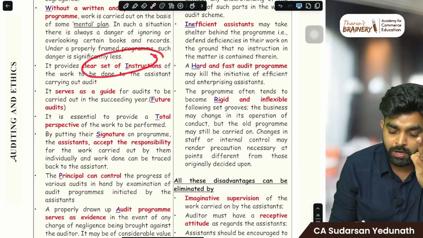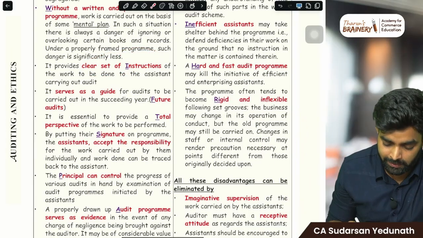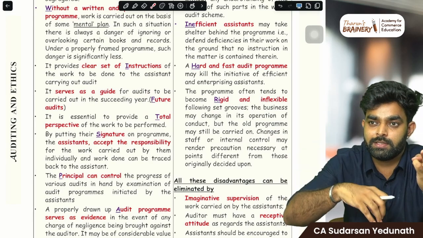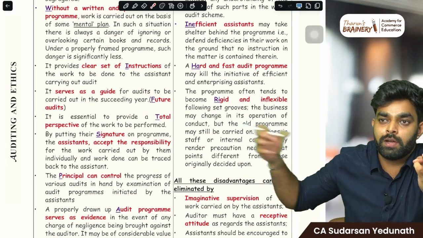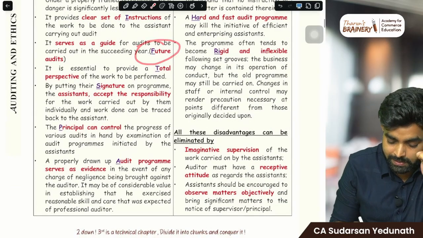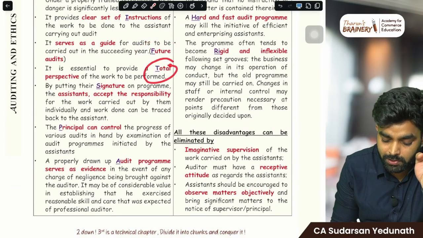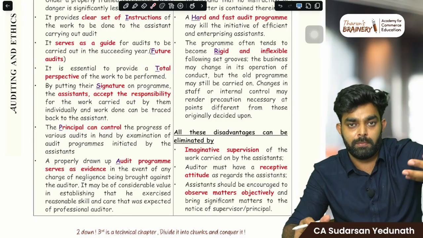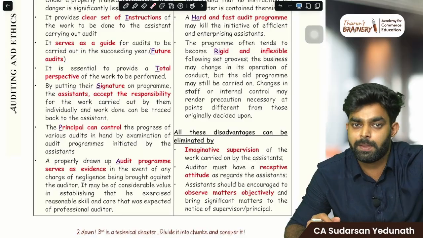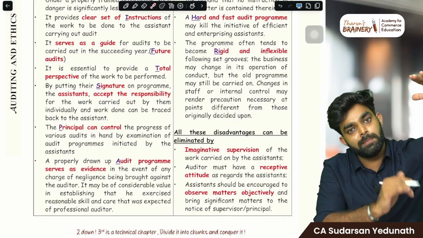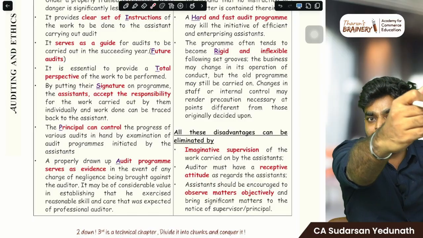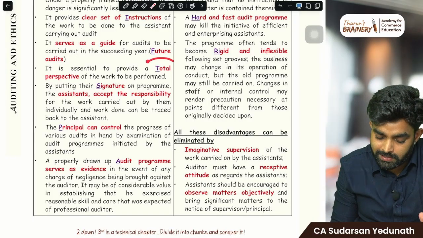I, the audit program provides a clear set of instructions, as I told you. F, it is a guide for future audits, because we can refer to the program followed this year and make a new program next year. Then T, total perspective. It gives a total perspective of the work to be performed. If you are sitting at day 1 and doing step number 1, you will know step number 10 will be there, and what steps you need to do over the next 1 or 2 months.